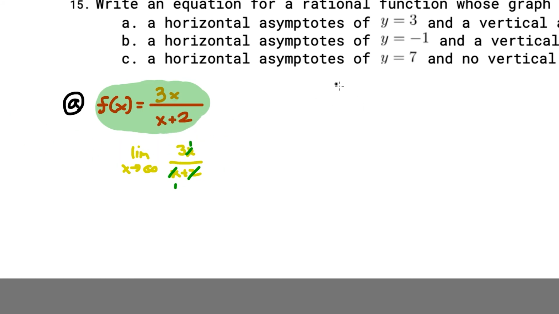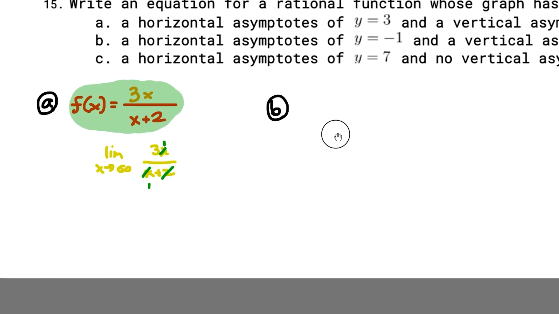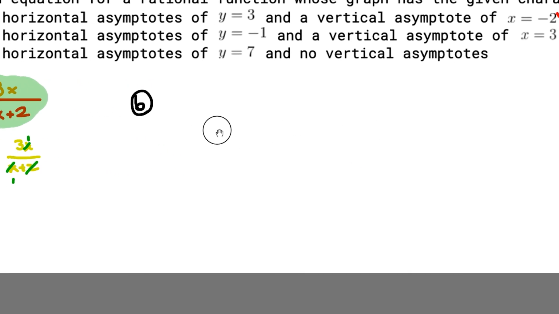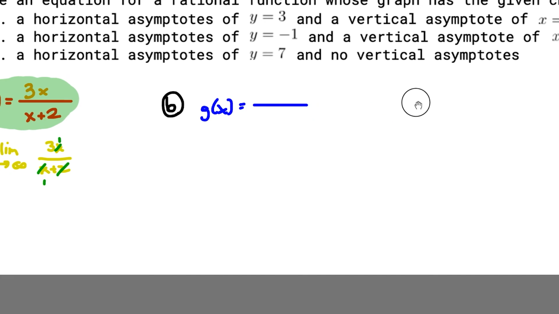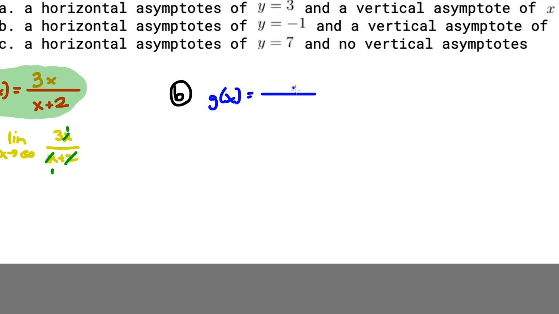Okay. Let's go on to the next one here. So B, it says a horizontal asymptote of y equals -1 and a vertical asymptote of x equals 3. So I'm going to do the same kind of thing here. Let's just say g of x is equal to, okay, we have 3 for the vertical asymptote. So we're going to put x minus 3 on the bottom here. And then the top, we want a -1 in there.